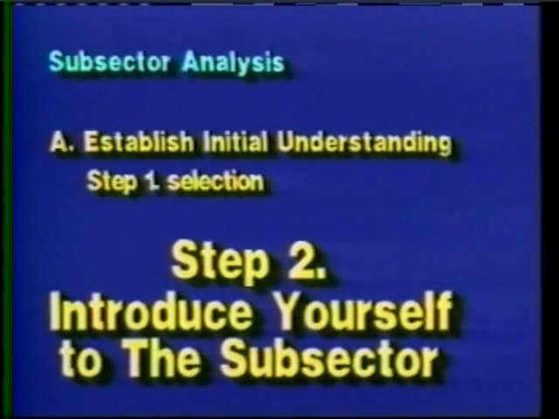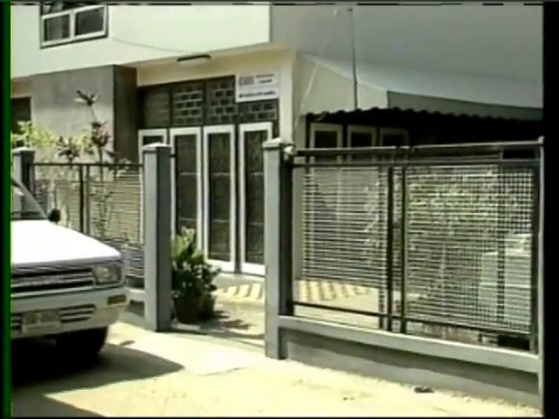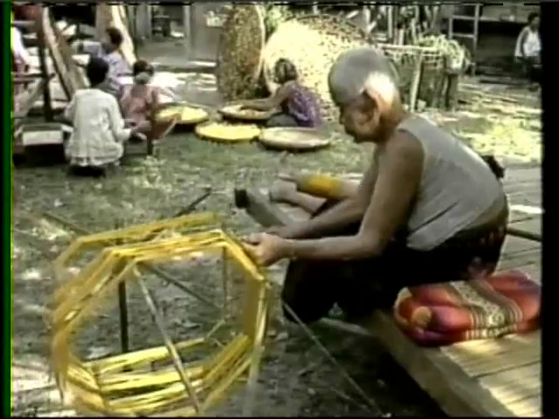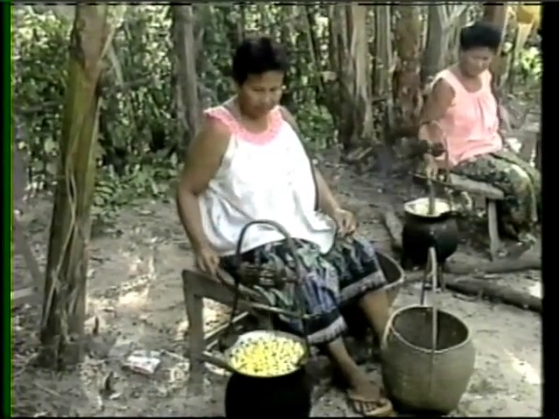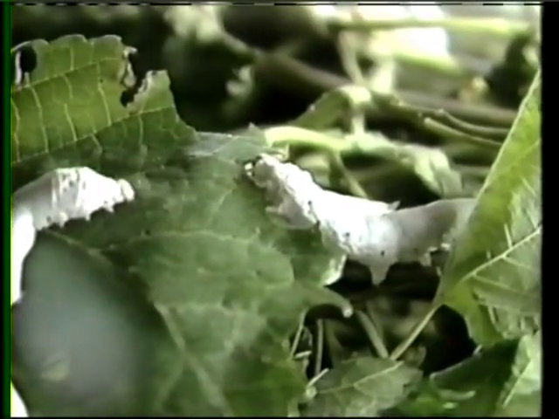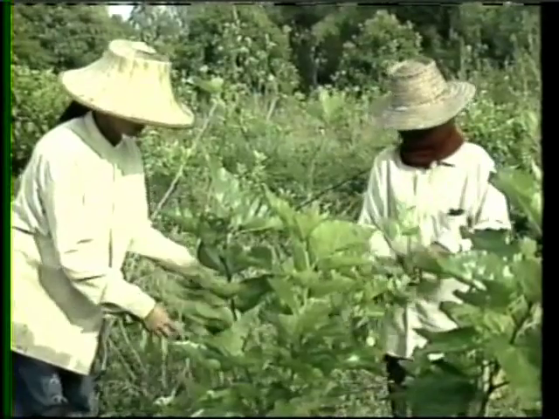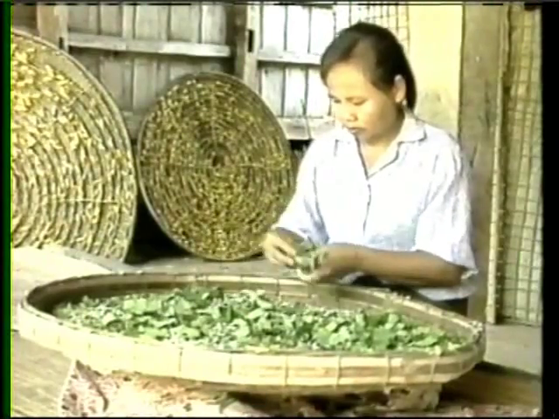To introduce yourself to the subsector, you must immerse yourself by reading background literature. And most important, by visiting silk producers. Traditional villagers in northeast Thailand practice silk rearing much as they have for over 1,000 years. Silk production requires mulberry leaves, the silkworm's only food. Each household raises a small plot of mulberry. Village women rear silkworms in trays under their home.